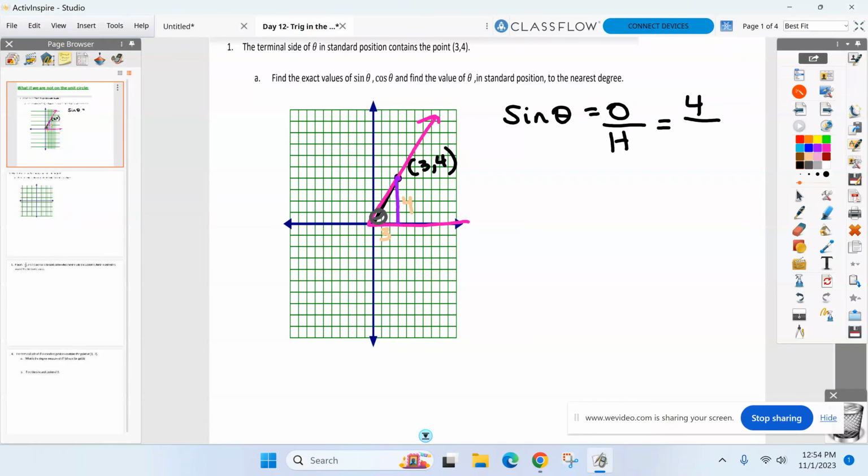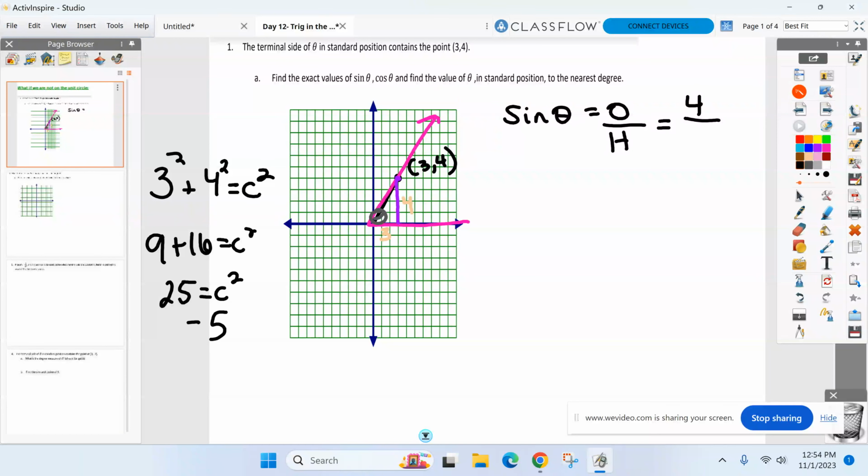How can you find the missing side? Off to the side, what do I need to do? Yeah, there we go. This is why it's all coming together and why I needed to review all of it. 3 squared plus 4 squared equals c squared. I need the hypotenuse. I don't have it, but I can use the Pythagorean theorem to find it. So what do you have? 9 plus 16 equals c squared. 25, that's not my hypotenuse length. That's equal to c squared. So what is the hypotenuse length? 5. Yep. So I can plug 5 in up here, in the denominator.